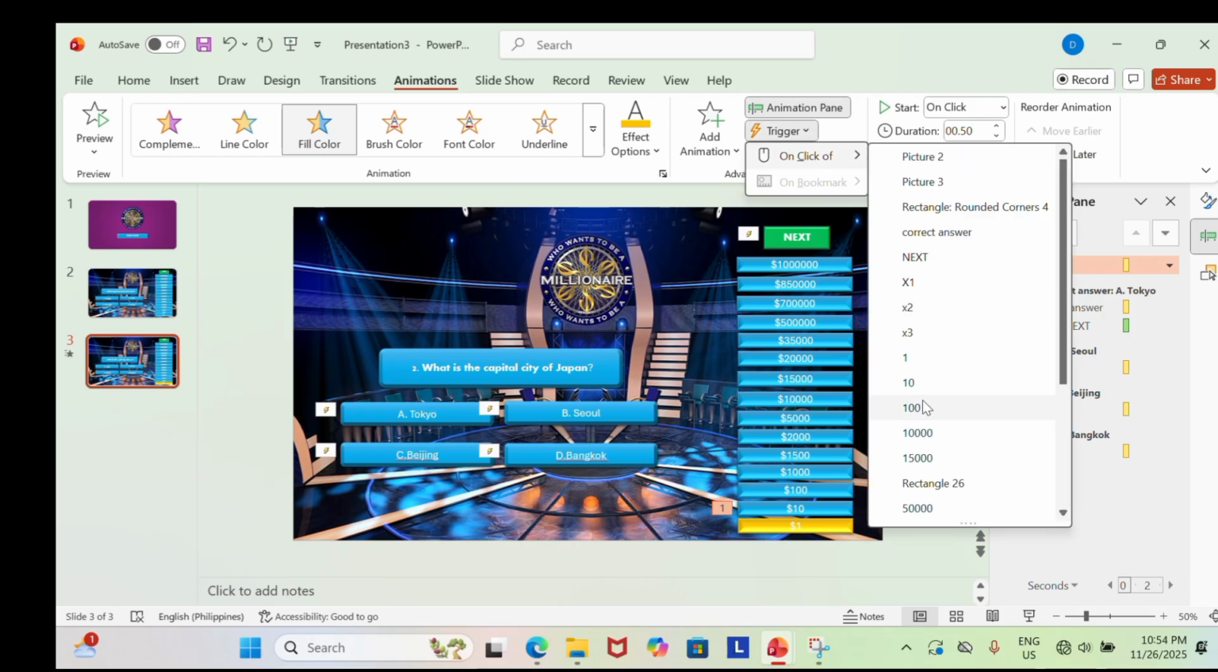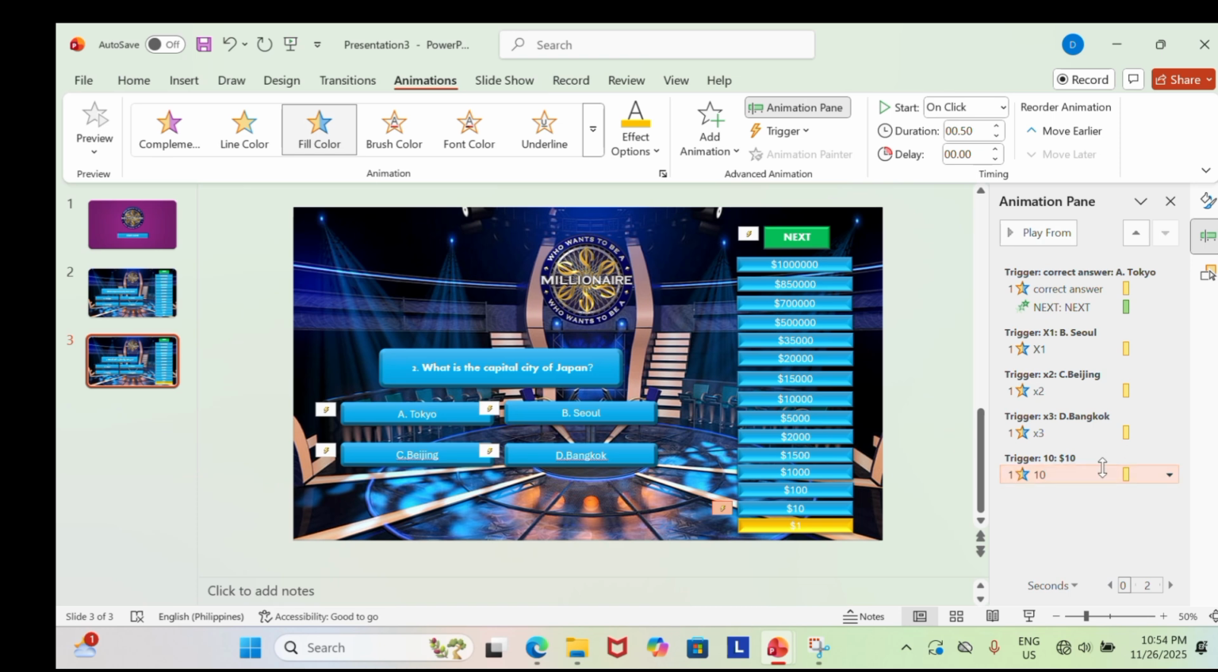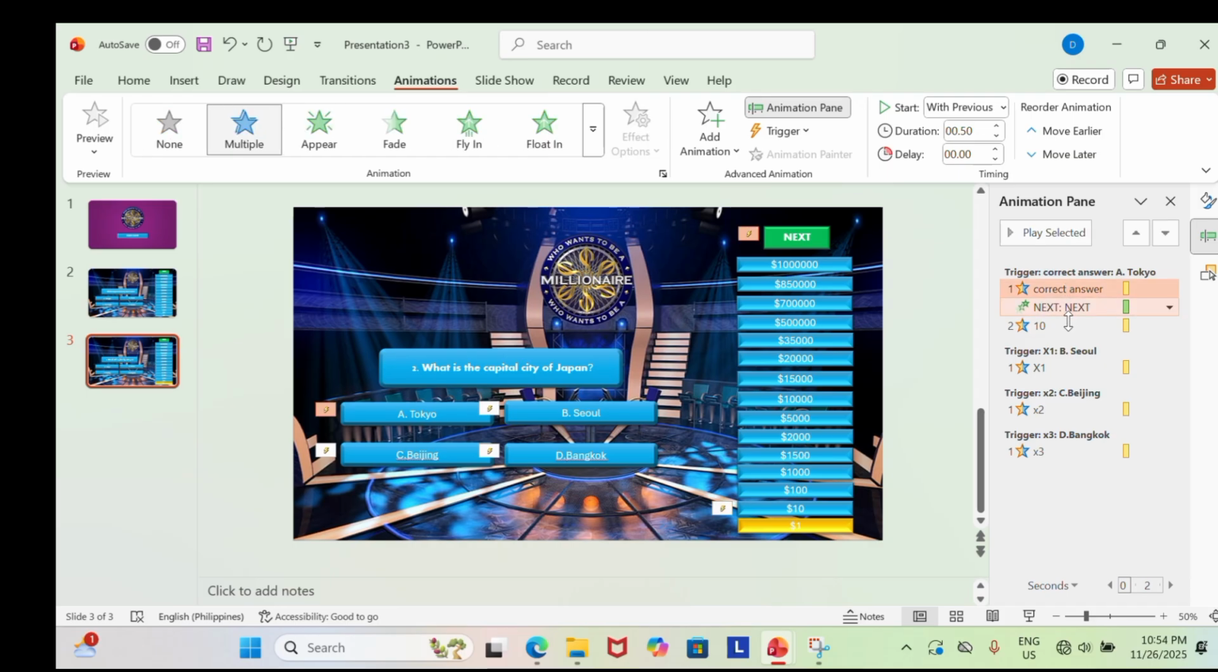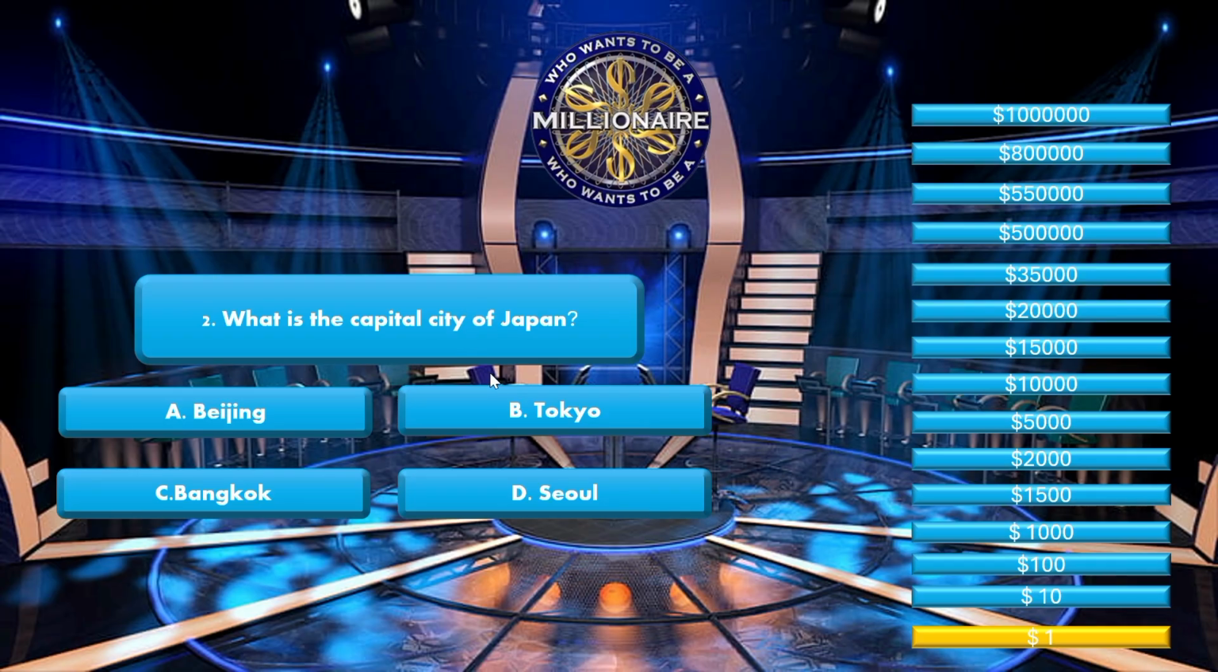Then click on, click off, and then select number 10 since this is the prize, and you need to trigger the right question, the next, and the prize at the same time. So you need to trigger this and then change it into start with previous. Now let's try it. As you can see, if you click the right answer, the next button and the 10 prize will pop up.